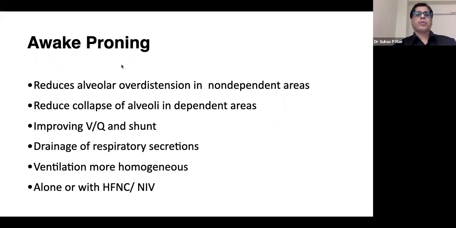Just a few words about awake proning. Always use awake proning with whatever modality, whether it is standard oxygen, HFNC, or NIV, or even after initiation of invasive ventilation, proning should be done. It helps a lot. Most patients respond to proning. Let us see how it reduces alveolar overdistension in the non-dependent area. It reduces the collapse of alveoli in the dependent areas. It improves the VQ mismatch, it improves the shunt, there is better drainage of respiratory secretions, and the ventilation becomes more homogeneous. Awake proning can be done alone or with HFNC or NIV.